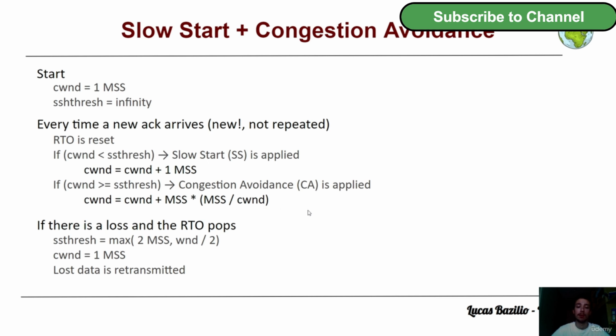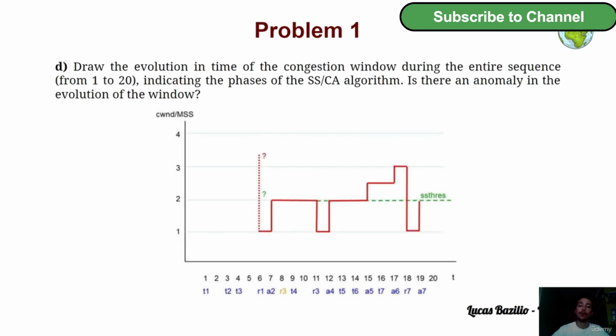We can substitute, and this gives us the actual value of the congestion window, which is 2, plus 1 maximum segment size multiplied by 1 maximum segment size divided by the current congestion window, which is 2. So this gives us 2 plus 1 multiplied by 0.5. 2 plus 0.5 is 2.5. So at this point, on the exchange 15, we increase the congestion window from 2 to 2.5, as we can see here.